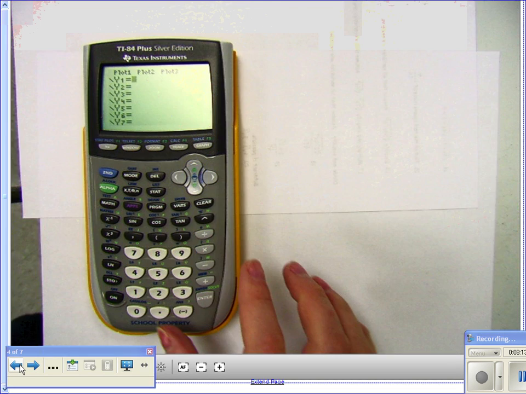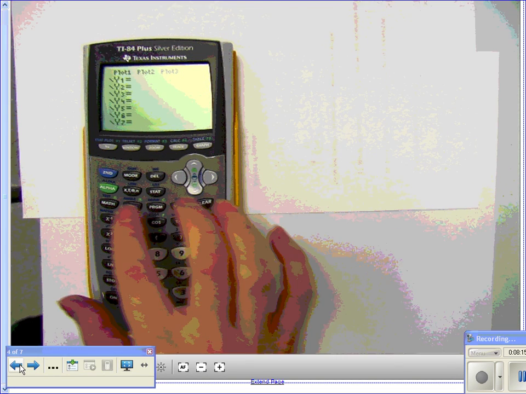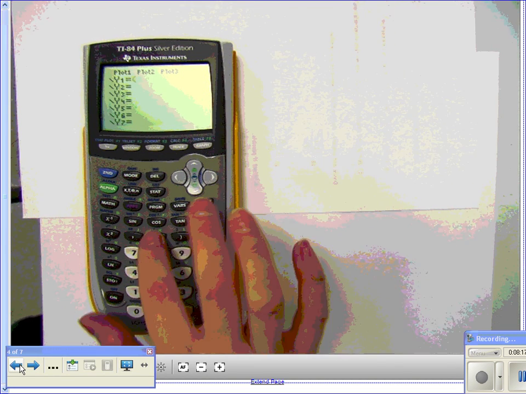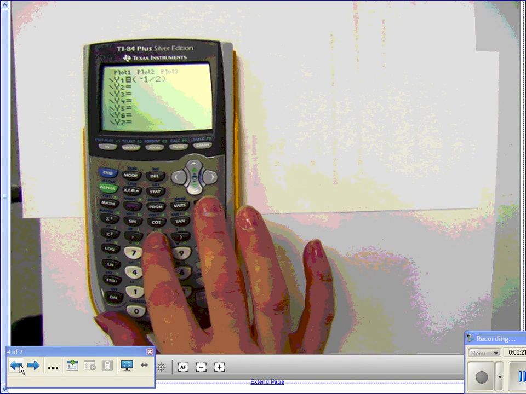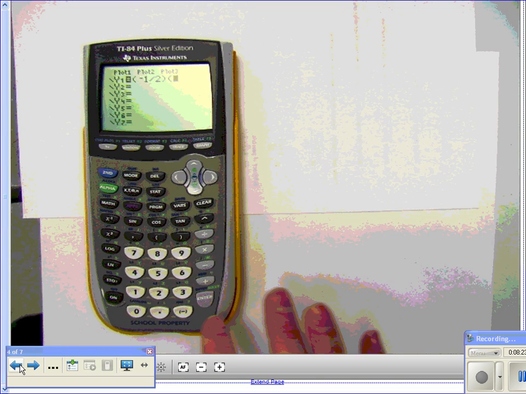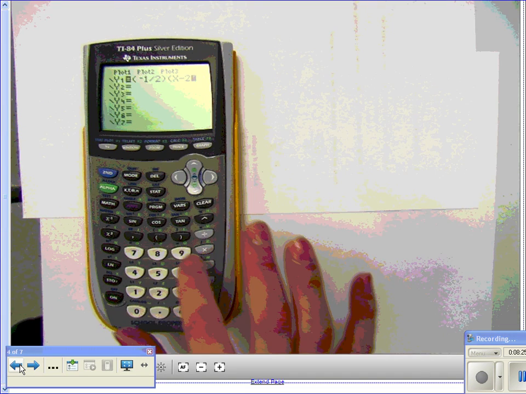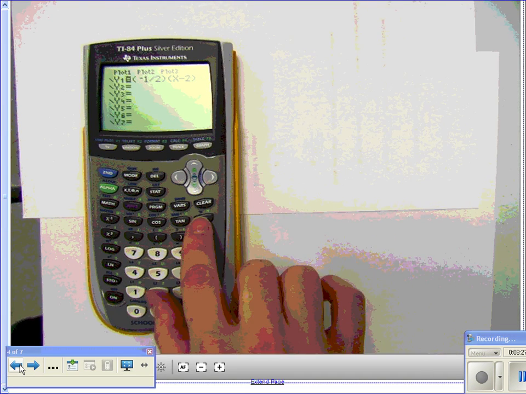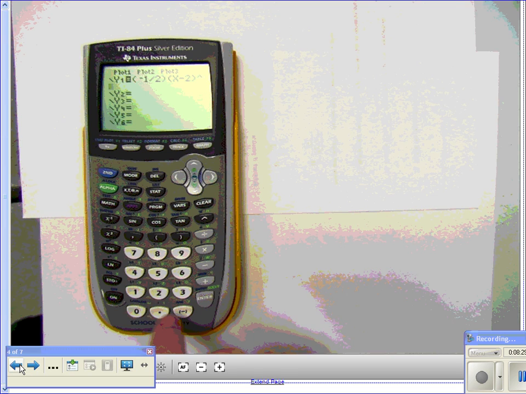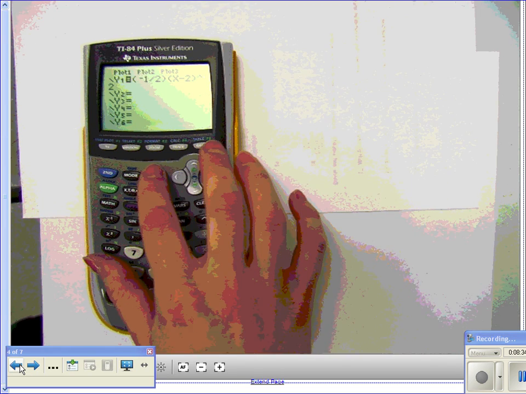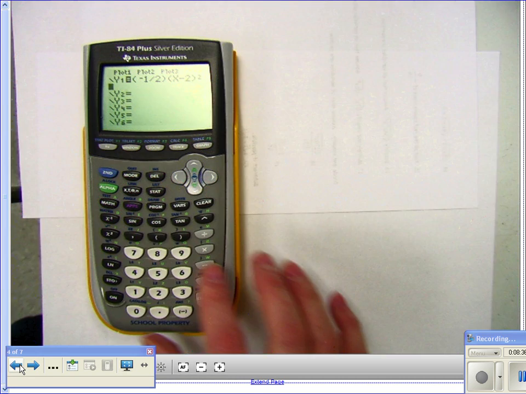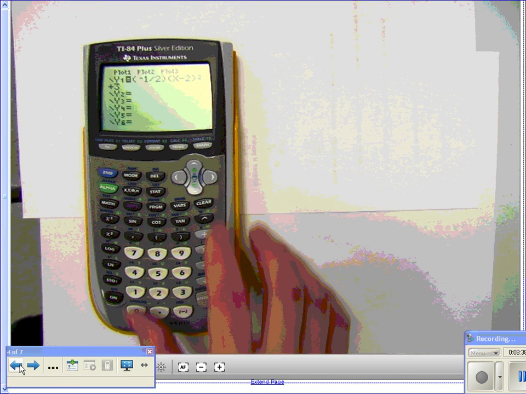So on my calculator, go to your y equals, you have negative 1/2. Remember to put fractions in parentheses on your calculator, and then parentheses x minus 2. Don't forget to square it, so use your caret key. Or actually, we can just do the square there if you want, so you can just also hit the square button, doesn't matter. Same thing.